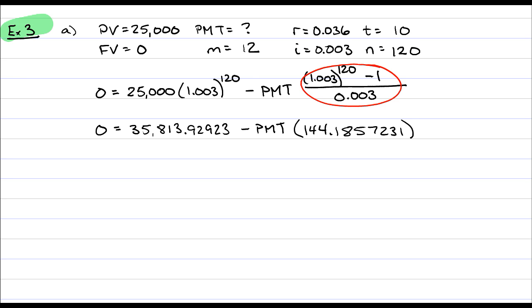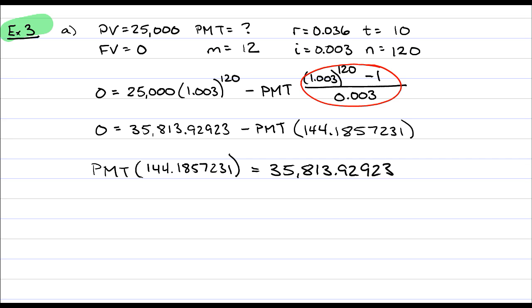So then to solve for PMT, I add PMT times 144.1857231 to both sides of the equation, and I leave this on the right-hand side. And then I need to divide both sides by that 144.19 approximately. And I get that PMT is equal to 248.39. Ella will have to pay back approximately $250 a month to pay the loan off in 10 years.